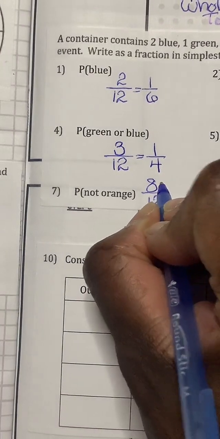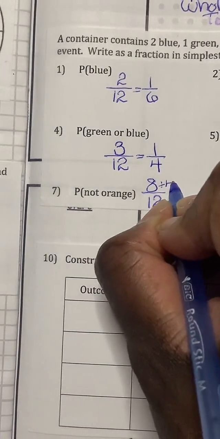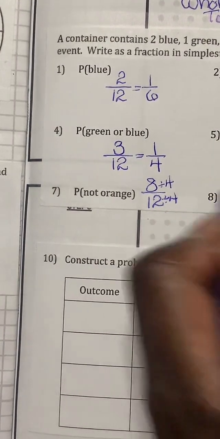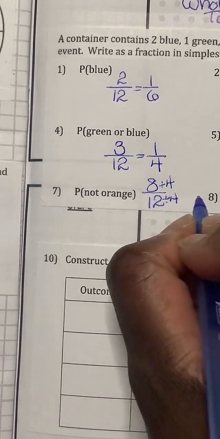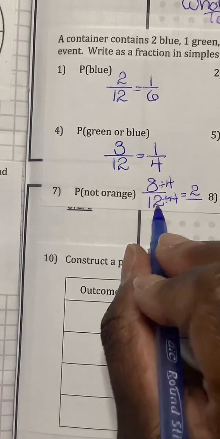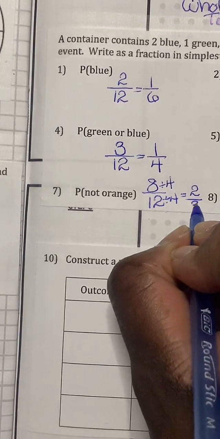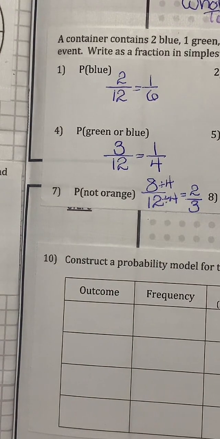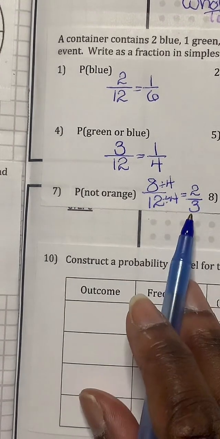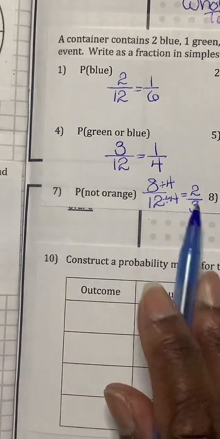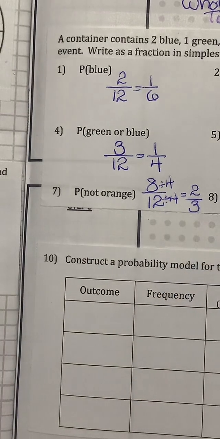And yes, a lot of people want to do it by 2, but I'm going to do it by 4. So 8 divided by 4 will give me my 2. 12 divided by 4 will give me my 3. All right. So the probability of you getting a marble that's not orange is 2 to 3.